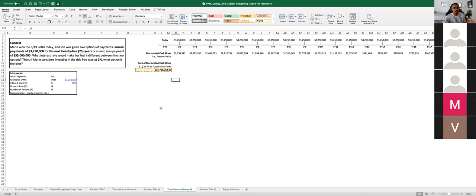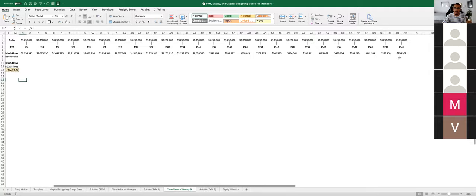$24,719,000 approximately. And the reason why is, once again, we could clearly see that the $3,250,000 that we were expected to receive at year 25, well, for us, if we had the ability to invest at 10% every single year, would only be worth a little bit less than $300,000 today.